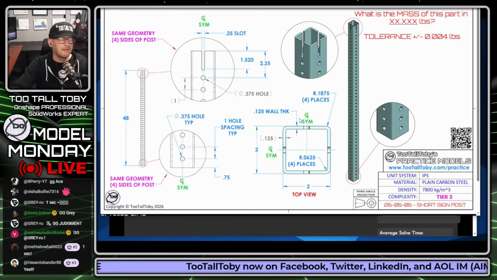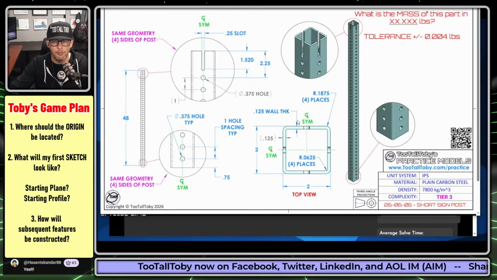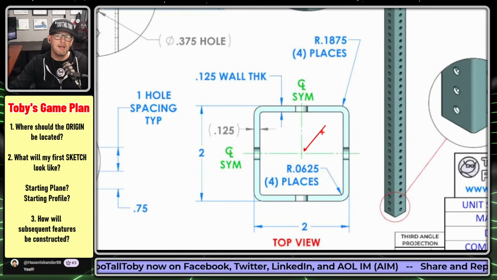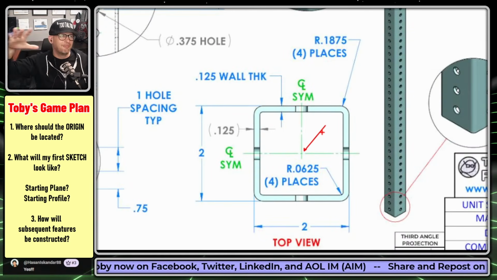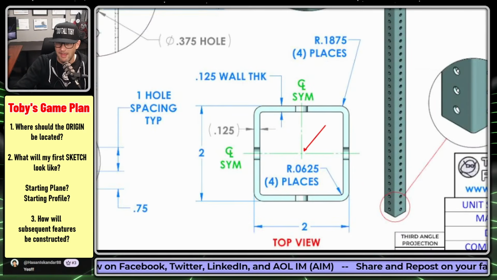And before we jump into this thing, let's talk about game plan. When it comes to a game plan for modeling, the first thing I always ask myself is, where should the origin be located? And on a model like this, the origin is going to be located right here, right at the middle of the part. Makes it very easy for you to mate that part with other parts in an assembly. Everything is kind of arraying outward from the origin, or from that center point of that main square.